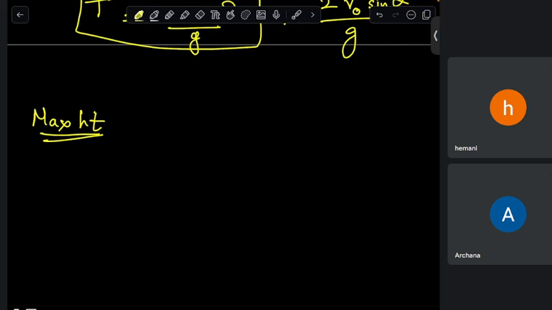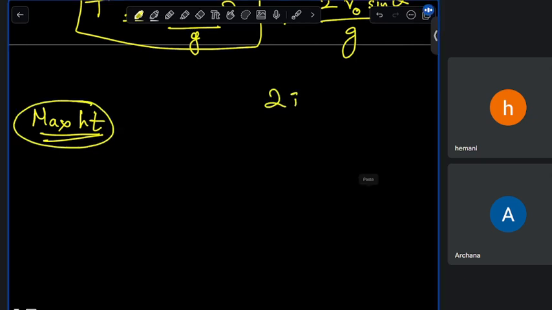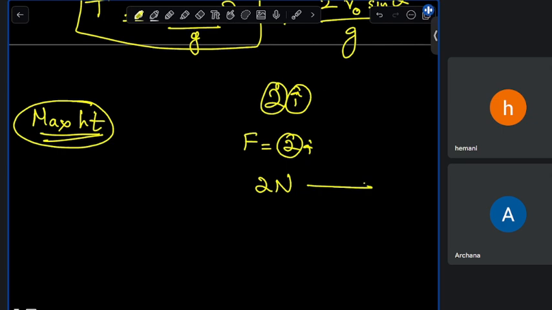Now if they say 2 i cap, that means 2 units in the x axis. The magnitude is 2 and the direction is i cap. If I tell you F is 2 i cap, F means force. It means a force of 2 newton is acting along the x axis. The 2 is the number, the magnitude.